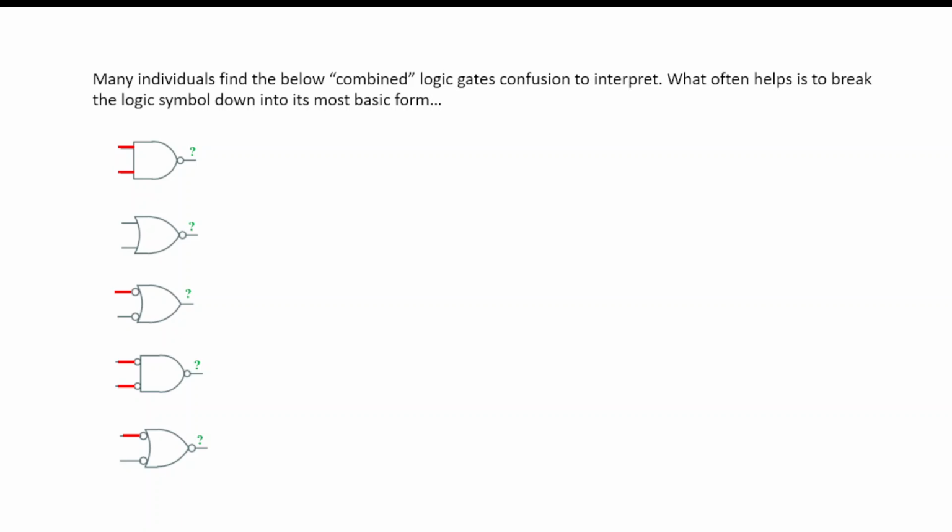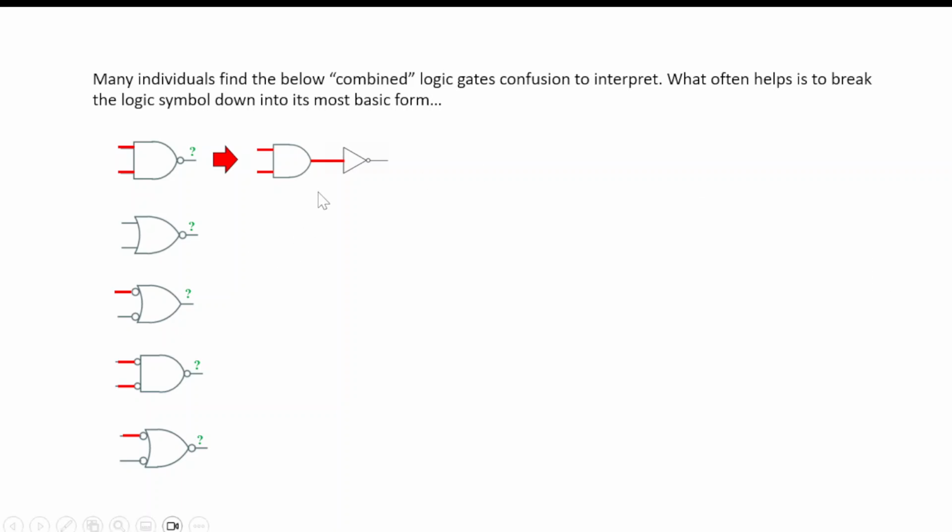For the purposes of the average electrician, I would say the easiest way to go about interpreting this is to break it down. And what I mean by that is actually sketch the NOT gates. So let's take a look at each one individually. This one up here is really an AND gate and a NOT gate.